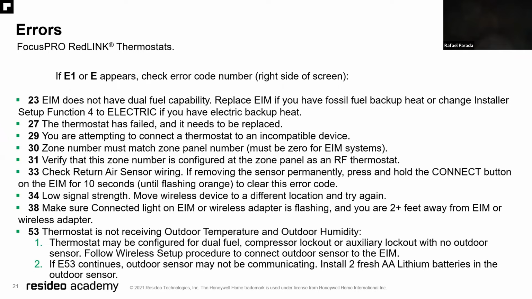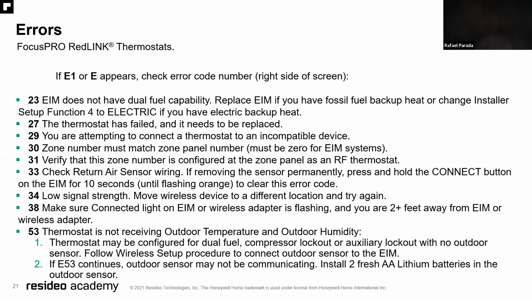Another pretty common error call that we receive, number 30, zone number must match the zone panel number. This is pretty common from homeowners when they try to connect their thermostats. They select a zone number like 1 or 2, but they don't actually have a zoning system, or they don't have a zoning panel. So whenever this happens, and we are using only the EIM, we should set the zone number as 0. And if we do have a zoning panel, we need to select the zone number that is assigned on the zone panel. So, pretty common call, that one.